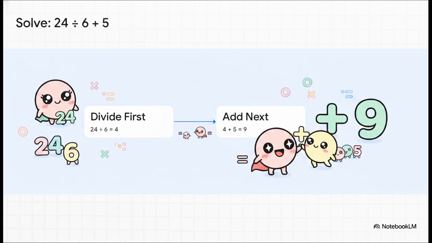Let's try another one step by step. We need to solve 24 divided by 6 plus 5. Now, just like multiplication, division takes priority over addition. So, step 1, we divide first. 24 divided by 6 equals 4. Step 2, we add next. We take that 4, add the 5, and boom, we get 9. You always got to look out for your multiplication and division first.